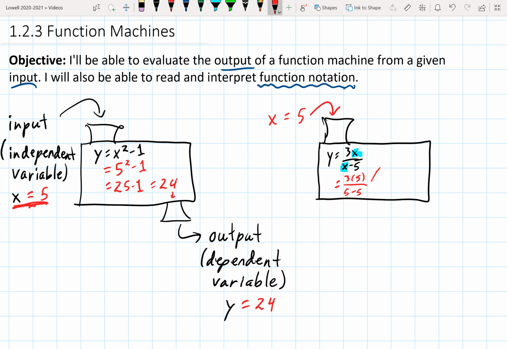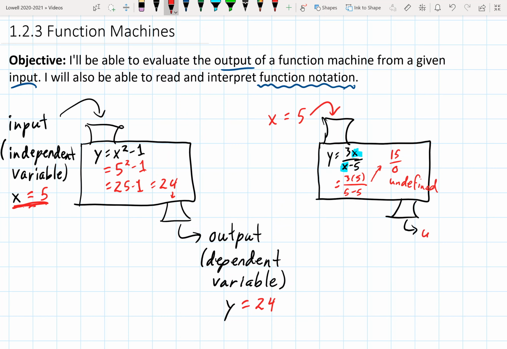I'm going to go up here, I realized I didn't make it very tall. Now our function machine says 15 divided by 0. And so what comes out is, wait a minute, 15 divided by 0, if you remember, we can't quite do that. This would be undefined.